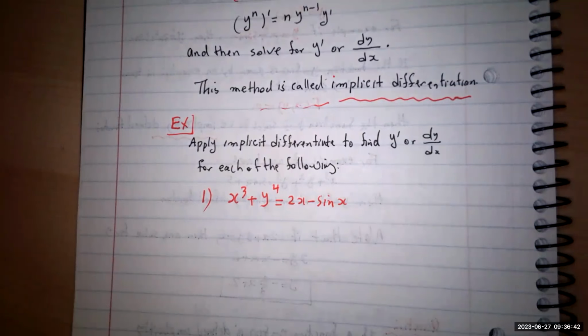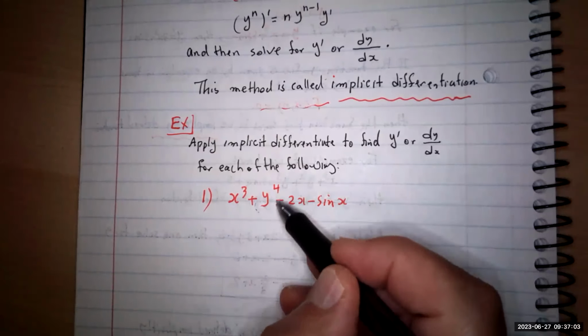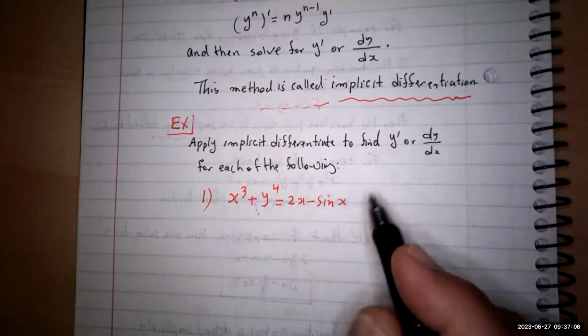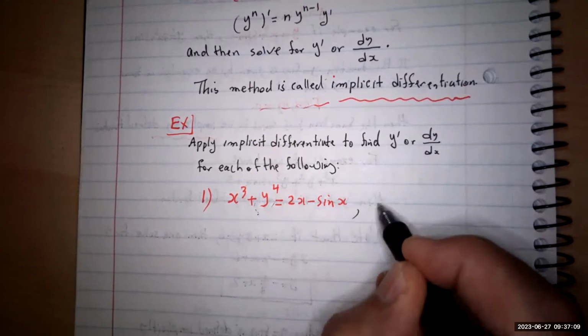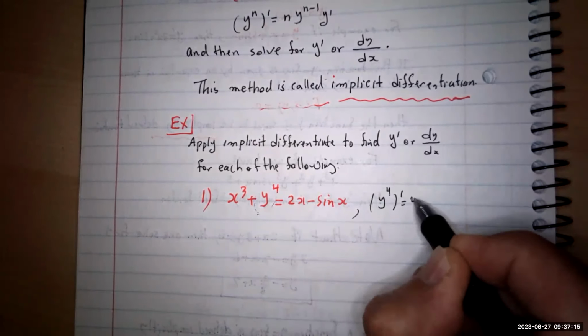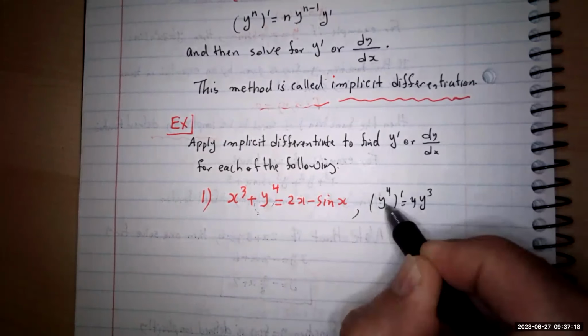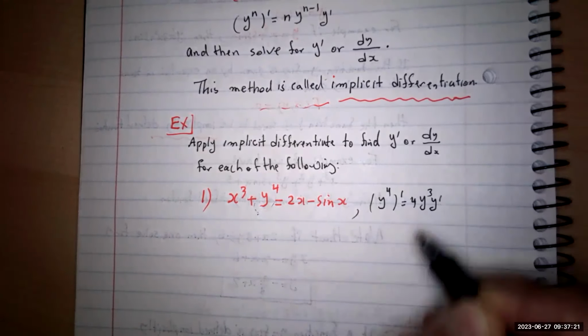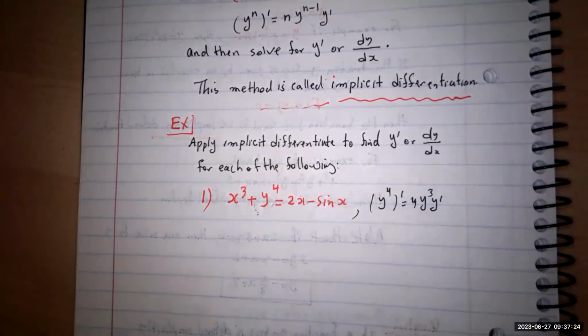Are you ready? Differentiate both sides. When we get to x, it is ordinary x. When we get to y to the fourth, it is like u to the fourth. Remember, the derivative of u to the fourth is 4u cubed times u prime. It's the same thing for this one, so you have to be careful. The derivative of y to the fourth uses the chain rule: bring the power down, 4y cubed times y prime. Previously we used u prime, the derivative of the inside, which is y.